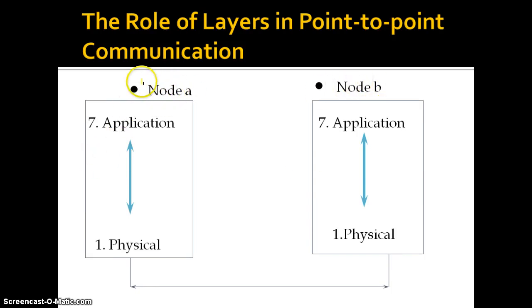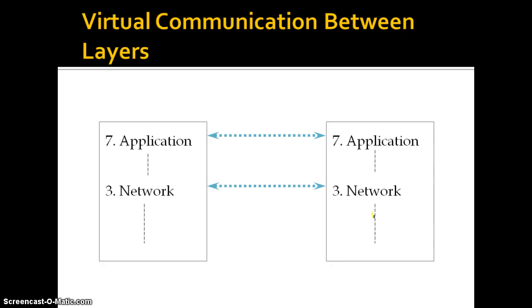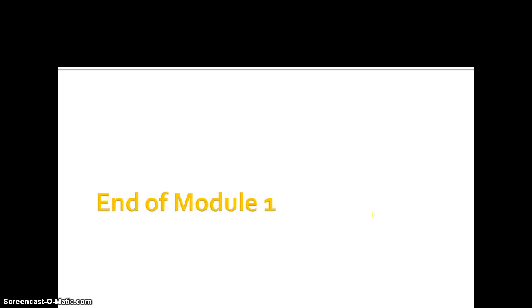The application layer takes the data to the physical layer from node A, and similarly node B, which is present at the application layer, will be transferring the data to the physical layer, and through the physical layers of both these nodes the communication will happen through data exchange. The virtual communication between layers. The slide shows how the virtual communication between the layers takes place between two nodes.